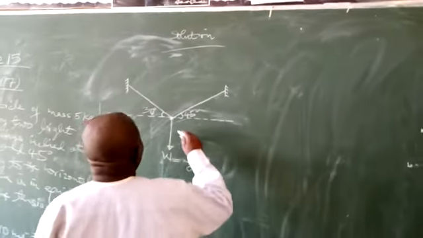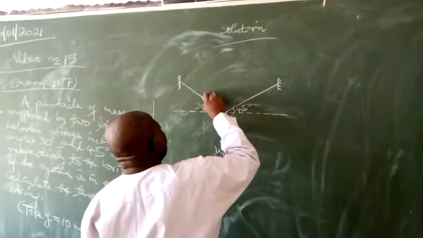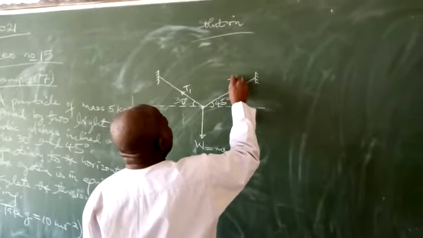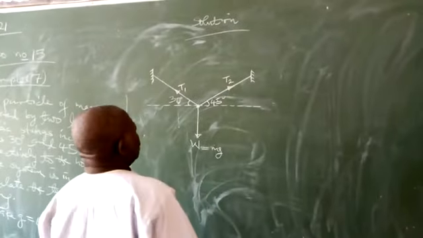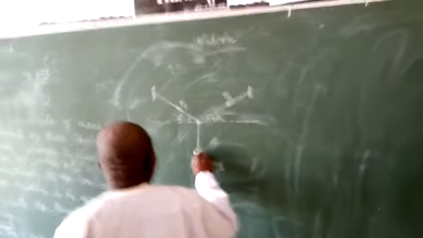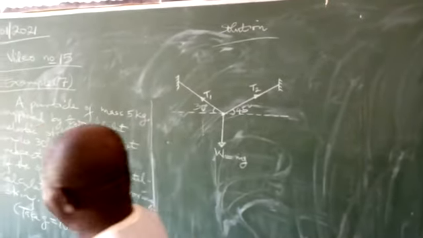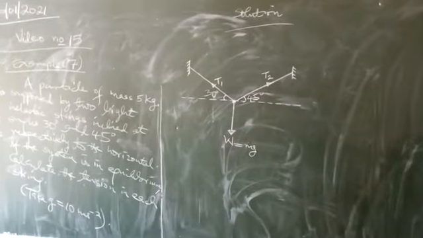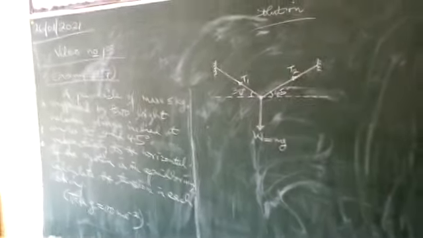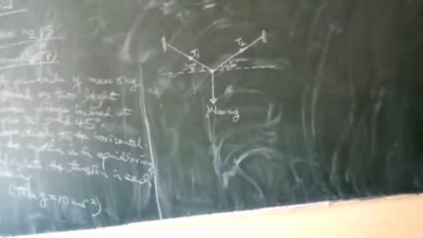Now, let the tensions in the two strings be T1 and T2. So that is the diagram. Now we have to calculate these tensions, the tension in each string.